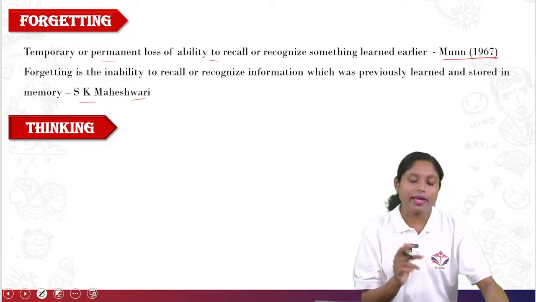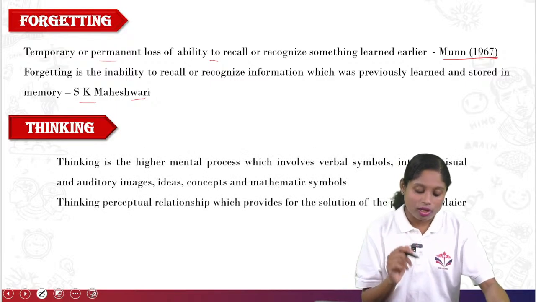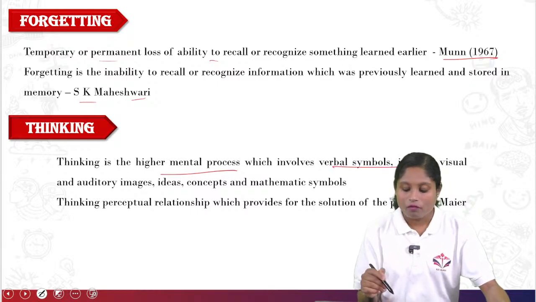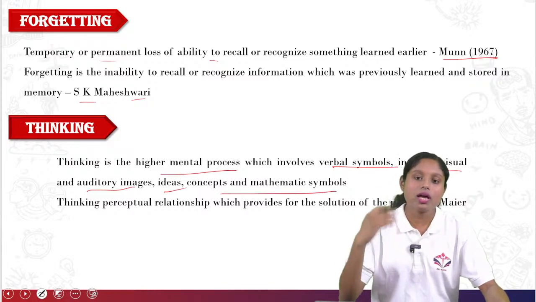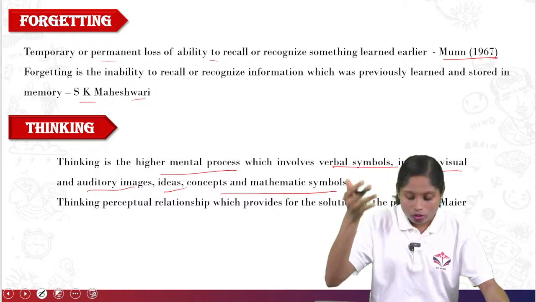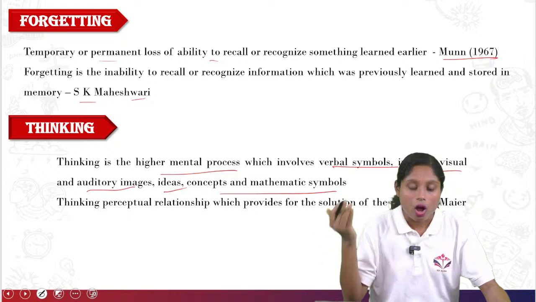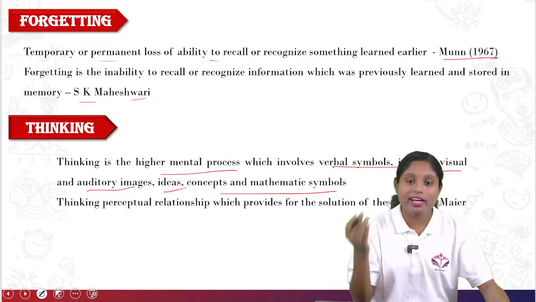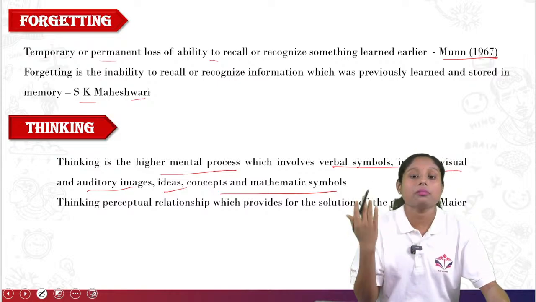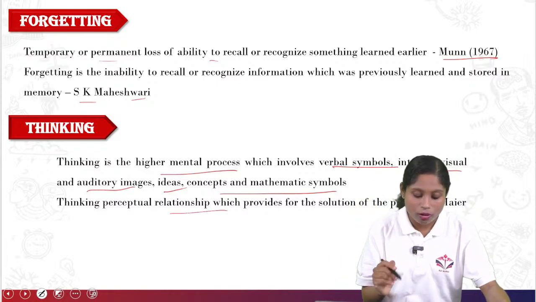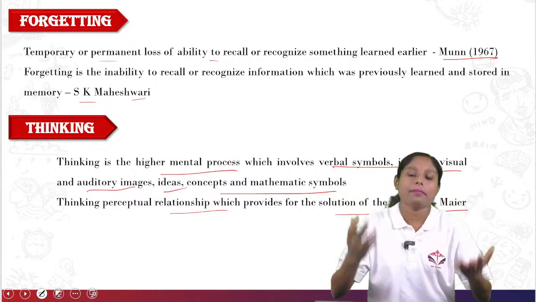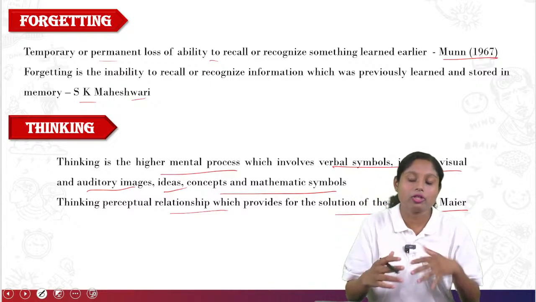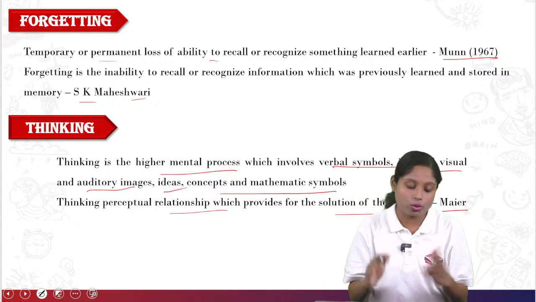Next, we will see the next important topic, that is thinking. Thinking is a higher mental process which involves verbal symbols, internal visual and auditory images, ideas, concepts and mathematical symbols. It is a highly mental process. Sometimes we think with symbols, images, ideas, concepts or mathematical symbols. Thinking is a perceptual process which provides a solution for a problem. We think in our mind to find a solution for a problem. That is what is called thinking.